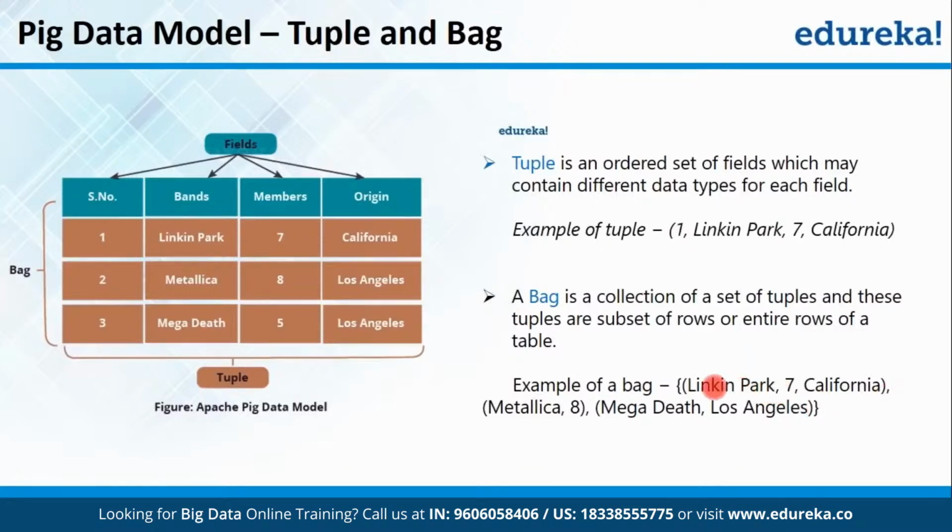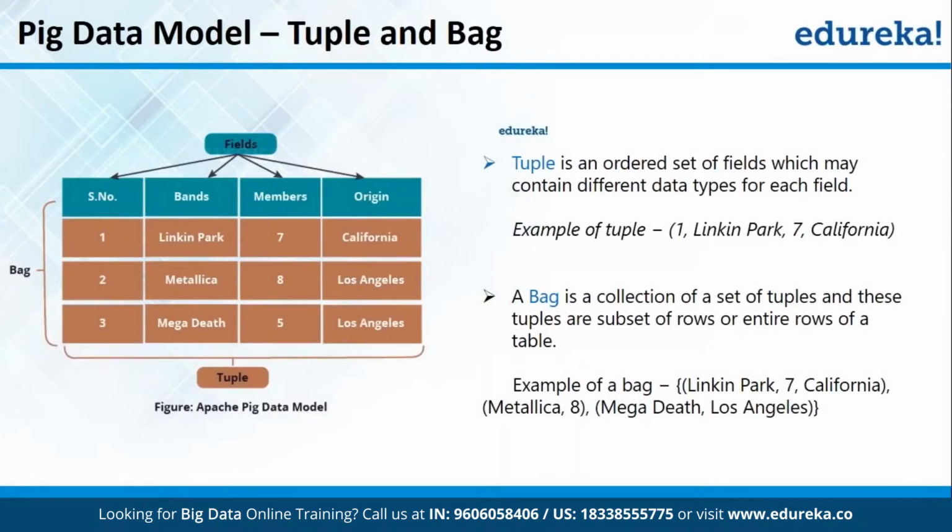Within this you can see there are multiple sets of parentheses which are nothing but tuples. As you can see, the first tuple is Linkin Park 7 California, only three fields. Second is Metallica 8, just the two fields. And third is Megadeth Los Angeles, that is these two fields, right? So what we are trying to show is a tuple within the bag could be a set of fields or it could be the entire row.